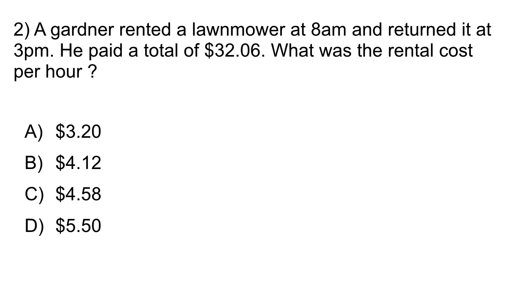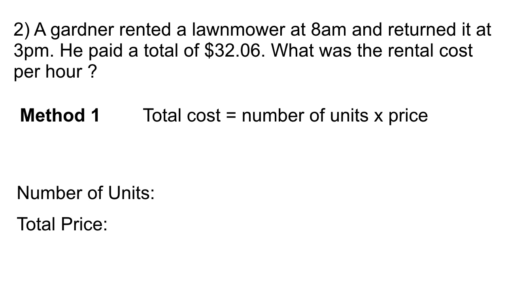Okay, so there's several ways that you can do this problem. Three methods actually. The first one is probably the most legit and the one that they want you to use, which is to set up kind of like an algebra type equation for yourself. So if you want to find out the rental cost per hour, we would set up an equation like this where we say what was the total cost? The total cost is equal to the number of units, and by number of units we mean number of hours in this case, multiplied by the price per hour.